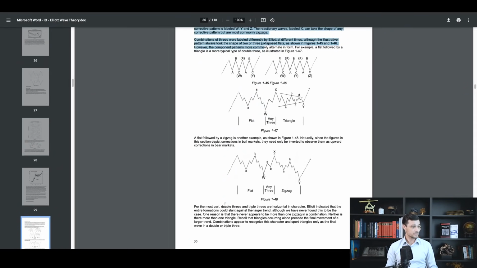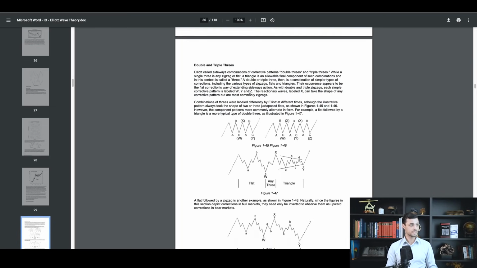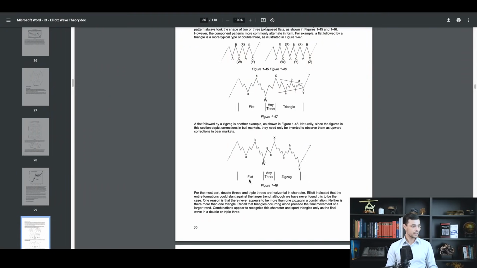But here, look what it's saying. It's talking about double threes and triple threes. So exactly what we are having here, some sideways combination of corrective patterns. All right, so this is what we're having here, guys. WXY, it's exactly this. And he's saying, recall that triangles occurring alone precede the final movement of a larger trend. Combinations appear to recognize this character and spot triangles only as the final wave in a double or triple three.